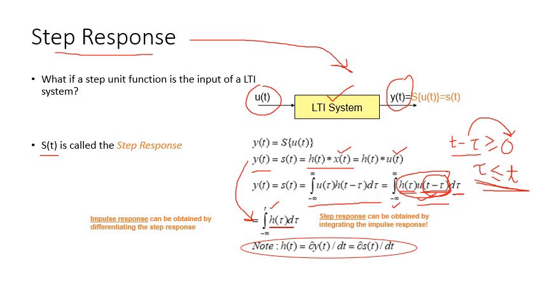So we can see the step response can be obtained by integrating the impulse response, because h(tau) is representing the impulse response. This is a very important result that we can obtain the step response for a given system by just integrating the impulse response. And the opposite is also true: we can obtain the impulse response by differentiating the step response, because differentiation and integration are opposites of one another. So this can be represented in the form of this equation also.